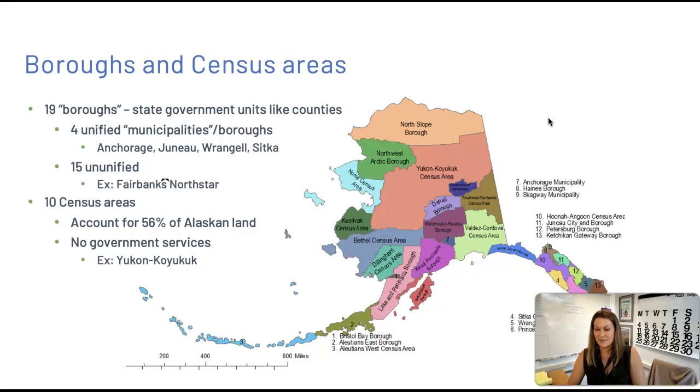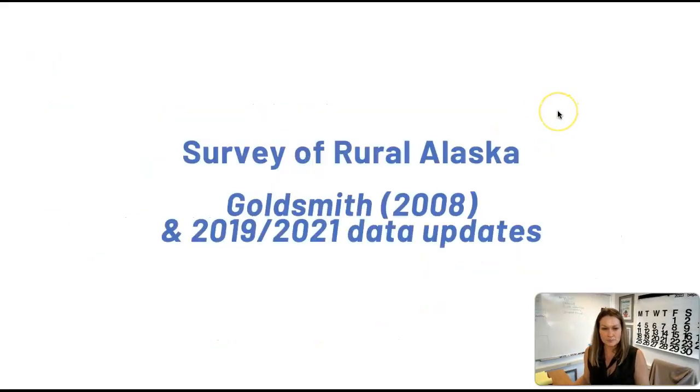So you'll see them oftentimes kind of referred to interchangeably. Census areas are compared to boroughs, but you can bet that census areas tend to be more remote, smaller in population. They just don't have a seat of government. One example here would be the Yukon-Koyukuk census area, which you can see encompasses quite a lot of land in interior Alaska, but doesn't have a unified form of state government.